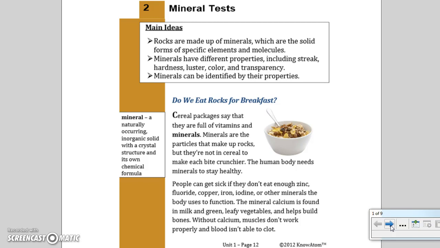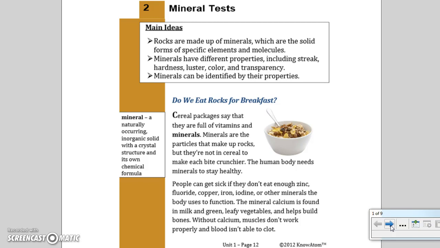Do we eat rocks for breakfast? Cereal packages say that they are full of vitamins and minerals. Minerals are the particles that make up rocks, but they're not in cereal to make each bite crunchier. The human body needs minerals to stay healthy.